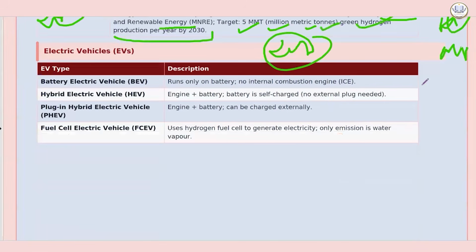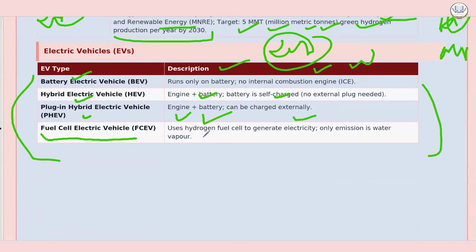Then electric vehicles, specifically when there is a fuel crisis. A battery electric vehicle runs only on battery, with no internal combustion engine. A hybrid electric vehicle has an engine plus a battery cell charged without an external plug. Then the plug-in hybrid electric vehicle: the engine is there, the battery is there, and it can be charged externally. We have the fuel cell electric vehicle, which uses a hydrogen fuel cell to generate electricity. The only emission is water vapor.